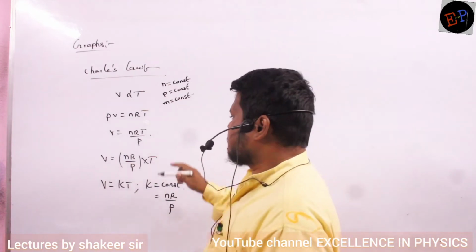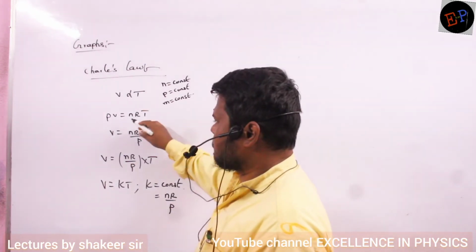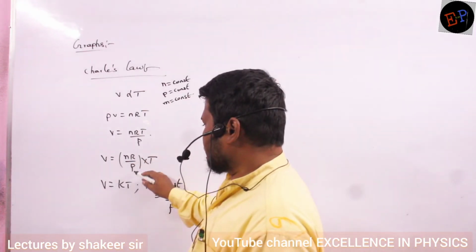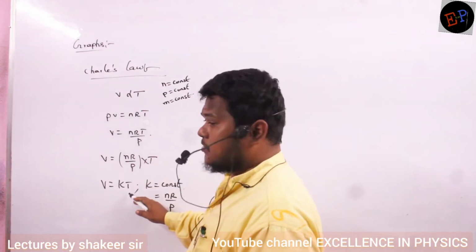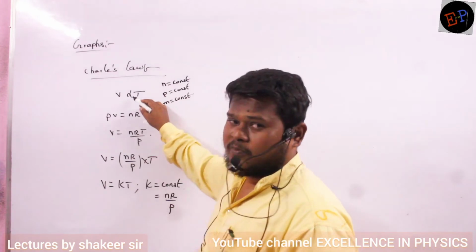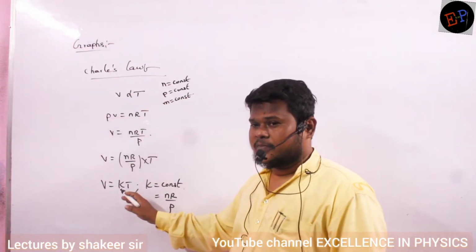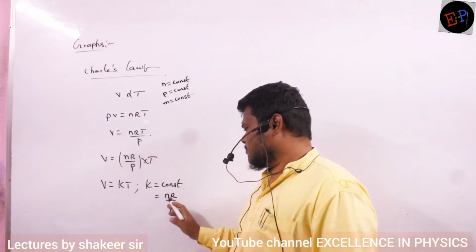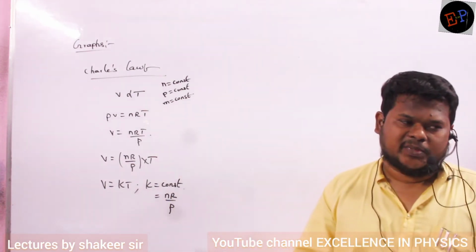Clear? So from the ideal gas equation, let us try to understand this. PV is equal to nRT, so V is equal to nRT divided by P, so nR by P multiplied by T. So V is equal to K into T. What is K here? If I remove this proportionality symbol, I have to write a constant. So this is K here. If you compare, K is a constant which is equal to nR divided by P.